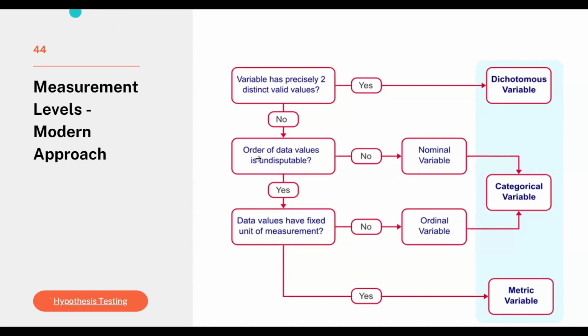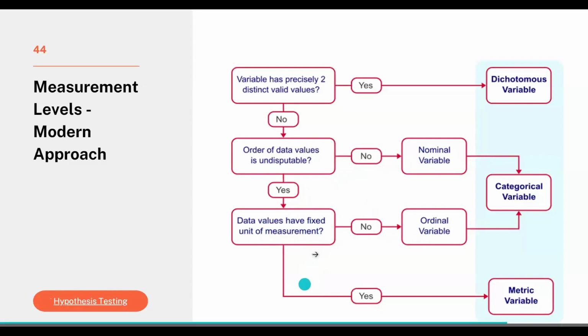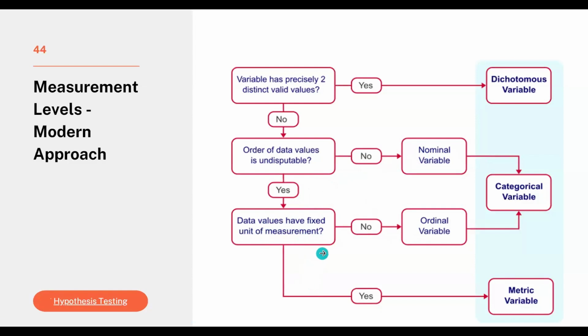So after dichotomous variables, we check whether the order of the data values is indisputable. If no, it is called a nominal variable. If yes, we have to check whether the data has a fixed unit of measurement. If the data has no fixed unit of measurement, then it is called an ordinal variable. If it has a fixed unit of measurement, then we say it is a metric variable.